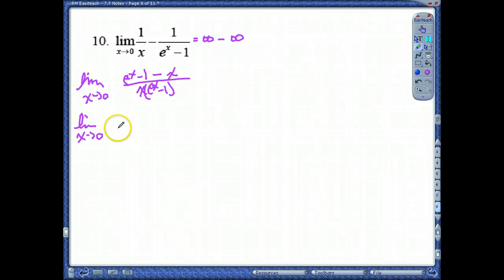So we take the derivative of the top, which is going to be e to the x. The derivative of 1 is 0. The derivative of negative x is negative 1. And then I've got my handy little product rule. So the derivative of x is 1 times e to the x minus 1, as is. Okay. And then plus the derivative of e to the x, which is e to the x, times x. Yep. And then we need to put our zeros in again. Well, if we put our 0 in, e to the 0 is 1, minus 1 is 0.